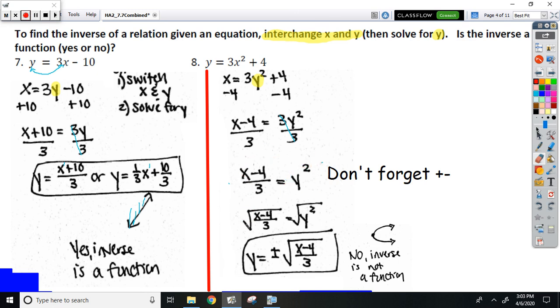Remember, you can also use the horizontal line test. The original function was a parabola. If we use the horizontal line test, it would fail. That tells you that the inverse is not a function as well.